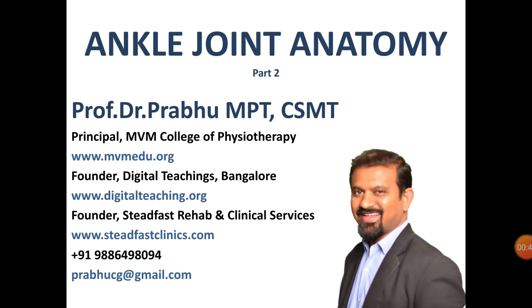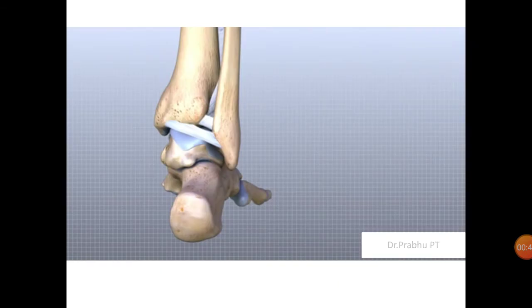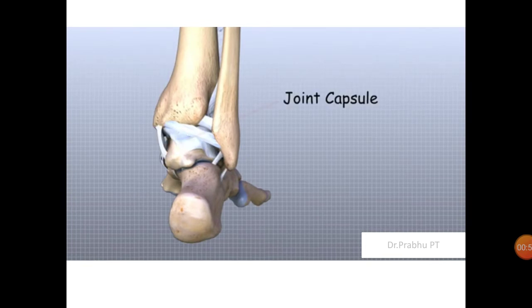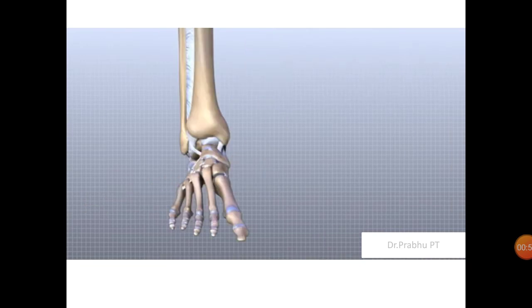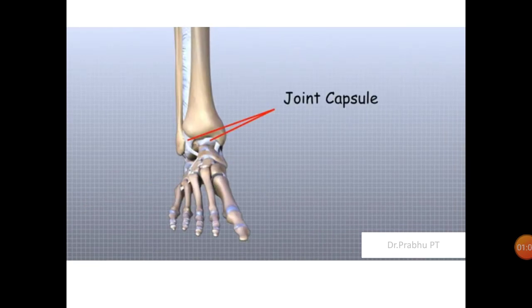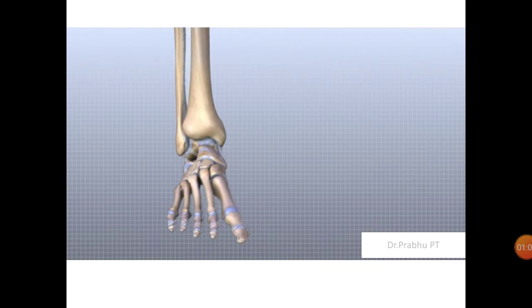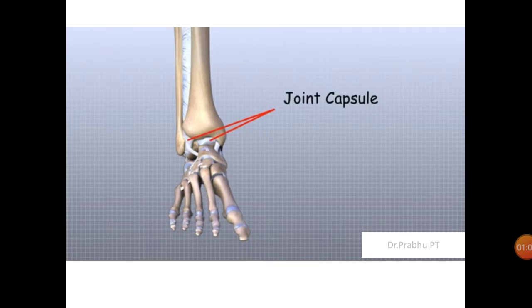Now let's see what is an ankle joint capsule. Here you can see the joint capsule, and it surrounds the entire ankle on all the sides. So what is a joint capsule? It is a fibrous membrane called the joint capsule. It is lined with a smooth layer called the synovium.